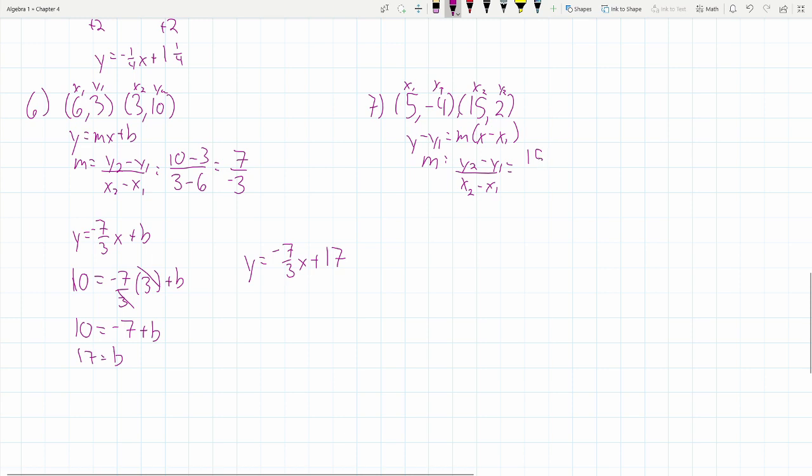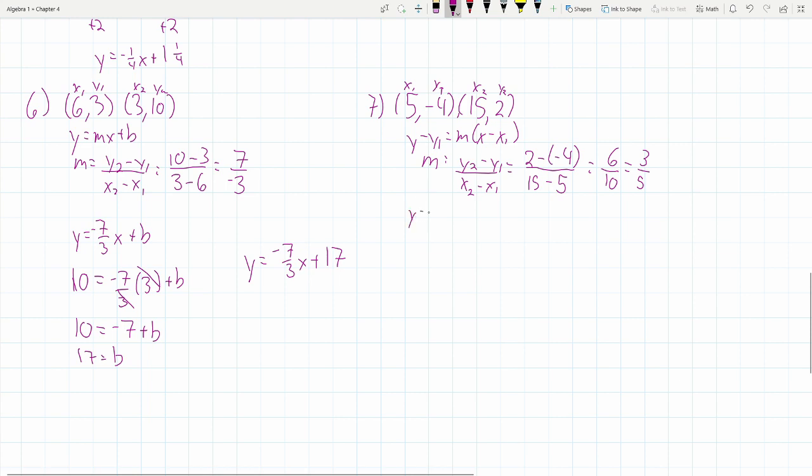So I get not 15. I'm trying to get ahead of myself. Alright, so y2 is 2 minus y1 is negative 4 over x2, which is 15, minus x1, which is 5. 2 minus negative 4 makes a positive 4, so 2 plus 4 is 6. Over 15 minus 5 is 10. This reduces down to 3 over 5, so that's my slope.